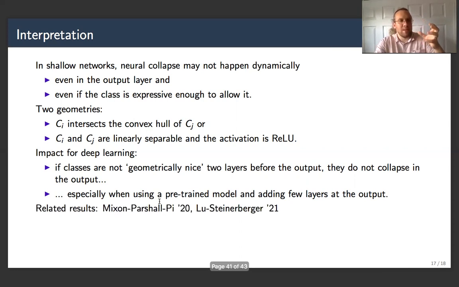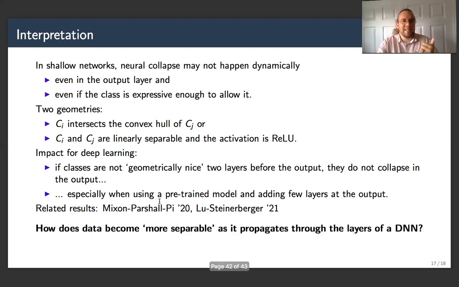There are similar works with comparable results by Mixon, Parshall, Pai, and Lou Steinerberger. And I think the big question that we need to study in the future in this direction is how the data becomes more separable as it propagates through the layers of a DNN, because we see that it has to be reasonably separable already a few layers before the output in order to show neural collapse.